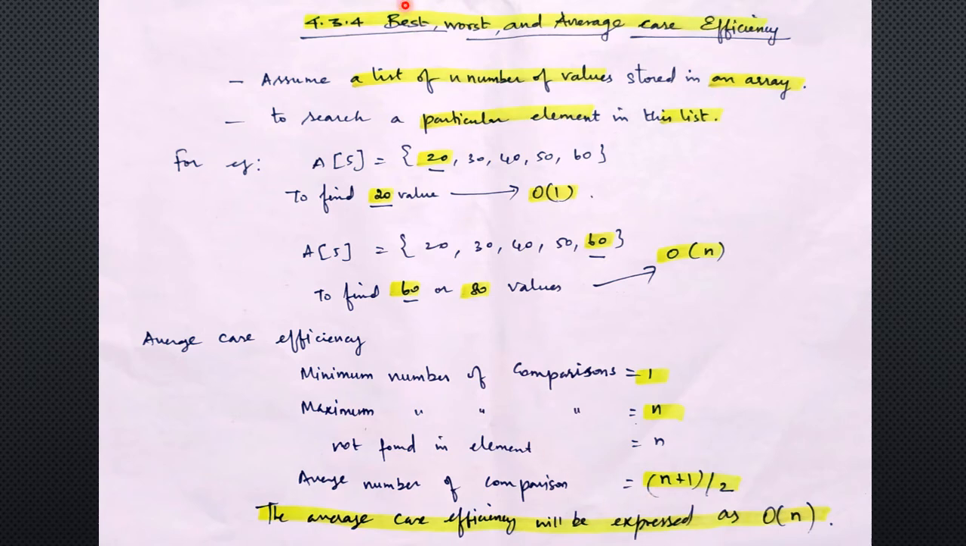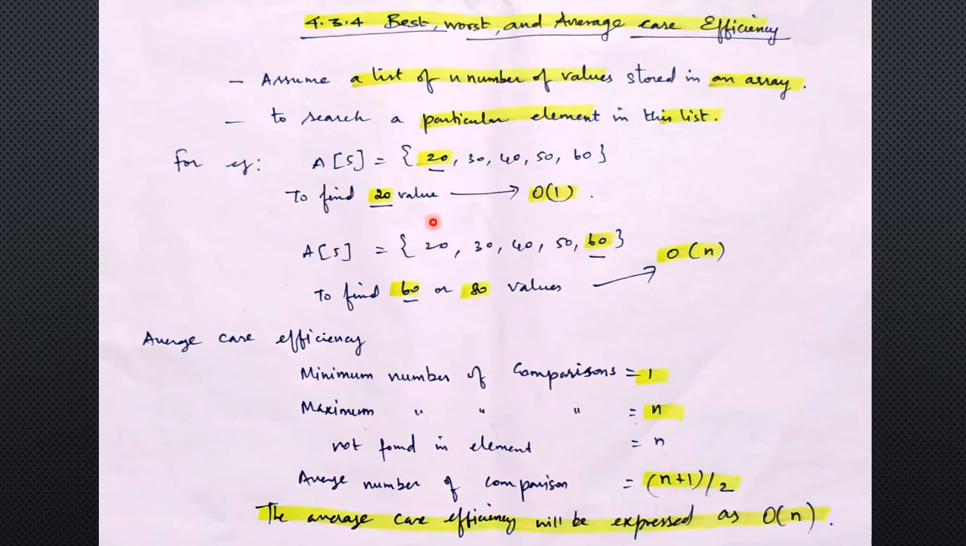Next we can see the best, worst and average case efficiency. All of you know arrays. In an array, we give one single variable name and it stores a lot of elements. Here also we assume a list of values stored in an array, and we search for a particular element in the list. For example, take a size of 5 elements: 20, 30, 40, 50, 60. Now I search for the element 20 in the list.